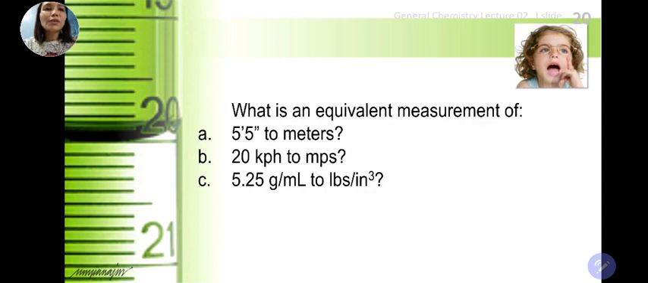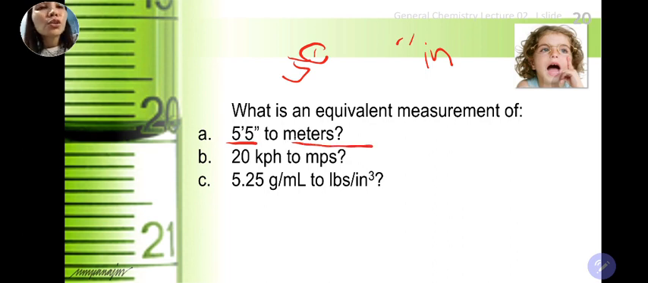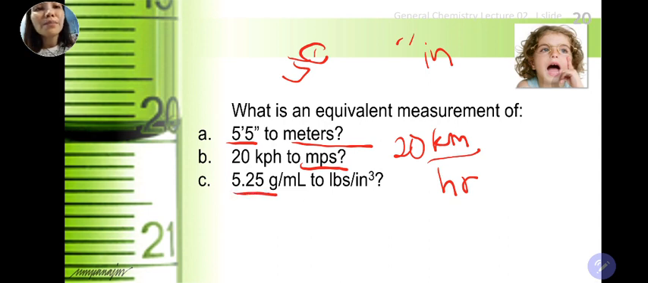So, this one, what is an equivalent measurement of 5'5"? Yung isang apostrophe, that means feet. Kapag dalawa na siya, that means inches. So, you have 5 feet, 5 inches. Convert mo siya sa meters. And then, 20 kilometer per hour. Convert mo siya sa meter per second, yung MPS. Then, 5.25 gram per ml to pounds per inch cube. So, paano gagawin natin dyan? Isa-isahin muna natin.